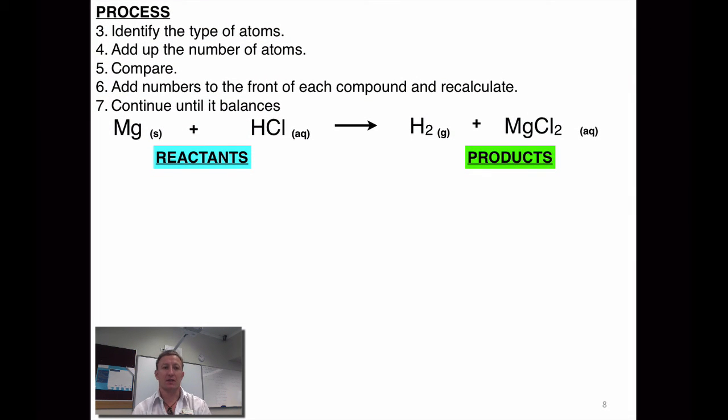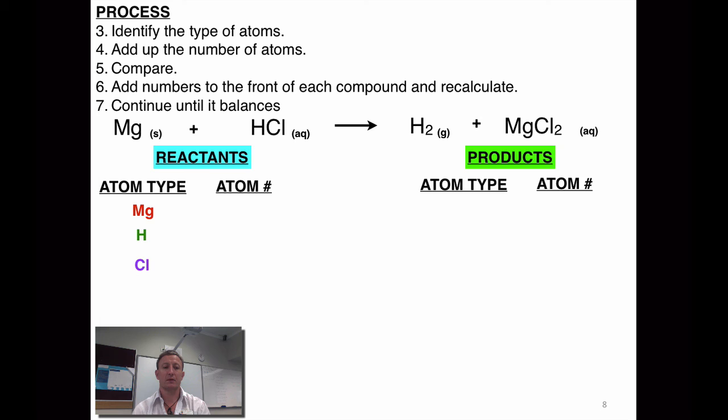So the first thing that we need to do is to run through the different types of atoms that we've got. So there's our 2 columns, atom type and atom number. So we've got magnesium, hydrogen and chlorine on the left hand side, and on the right hand side we've got hydrogen, magnesium and chlorine and nothing else. Okay, the atom types match on both sides. Brilliant, good start. Now what we're going to do is to add up the number of atoms we've got on each side. So for magnesium, which is going to be shown in red, we've got 1 atom. For hydrogen, in green, we've got 1 atom, and in chlorine, in purple, we've got 1 atom.